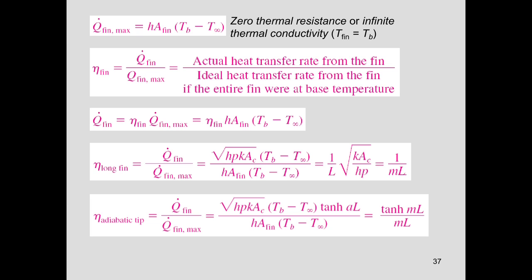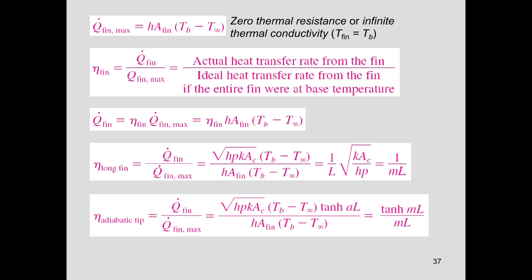Q of fin maximum is equal to h A of fin in bracket T_B minus T infinity. So with zero thermal resistance or infinite thermal conductivity, temperature of fin is equal to temperature of base. So efficiency of fin we will consider as the actual heat transfer rate from the fin divided by the ideal heat transfer rate from the fin if the entire fin were at the base temperature.